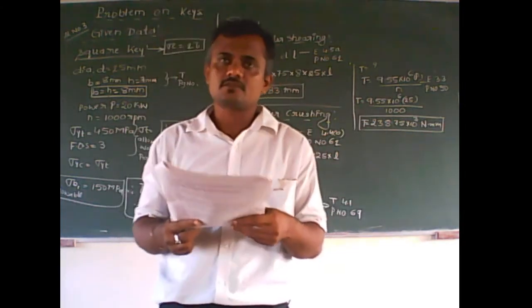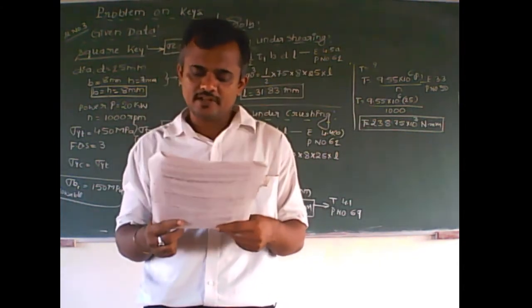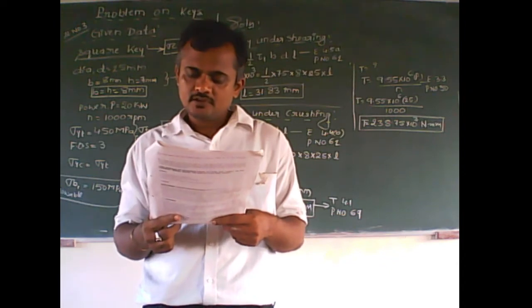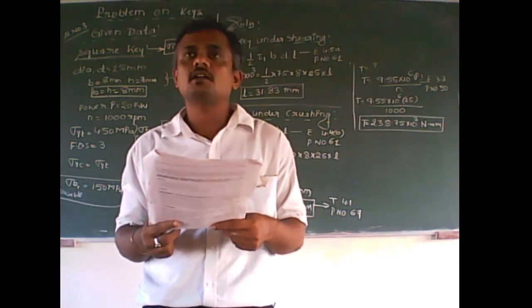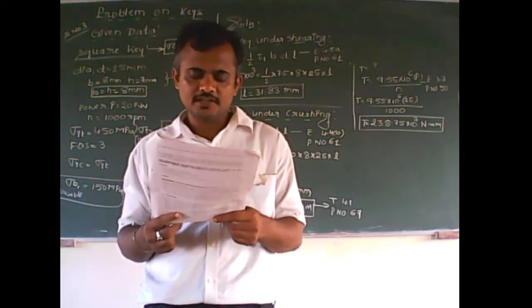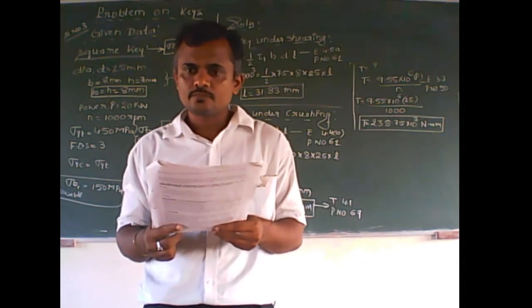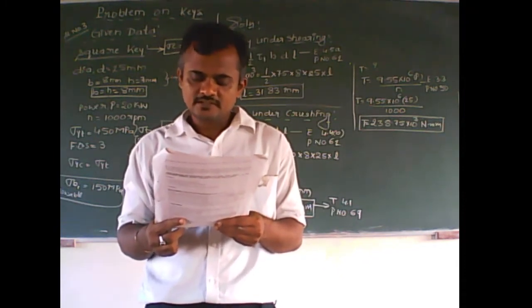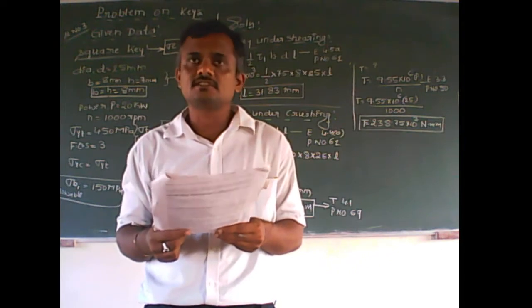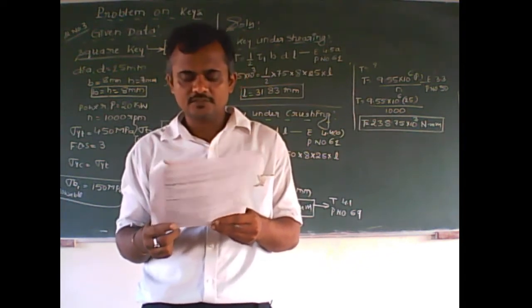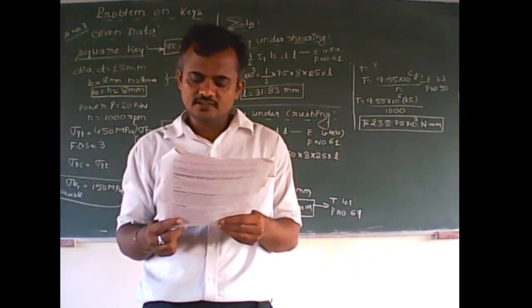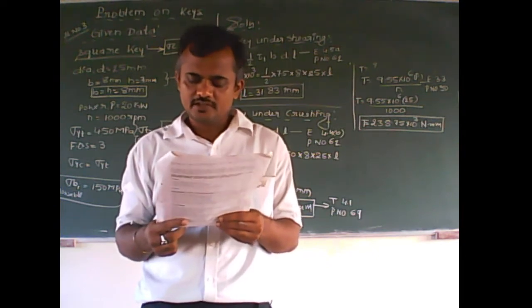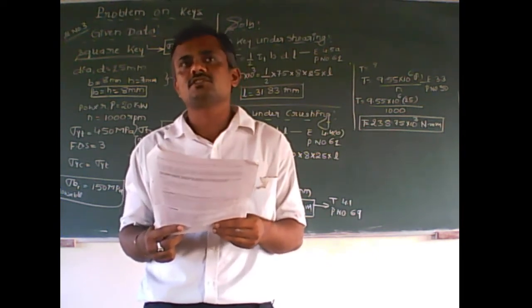Design a square key for a gear shaft of diameter 25 mm. 20 kilowatt power at 1000 rpm is transmitting from the shaft to gear. The yield strength of key material in tension is 450 MPa and the factor of safety is 3. The yield strength in compression can be assumed to be equal to the yield strength in tension.